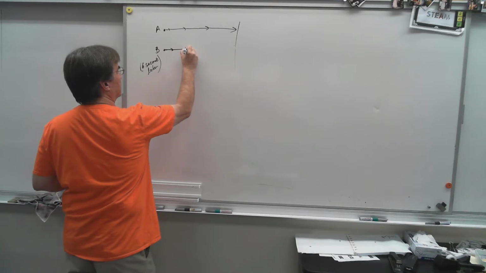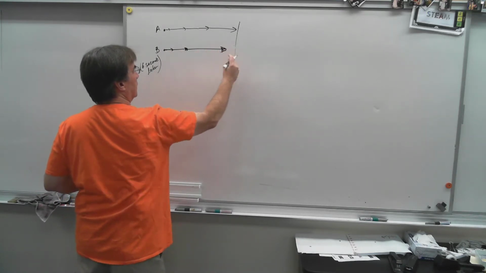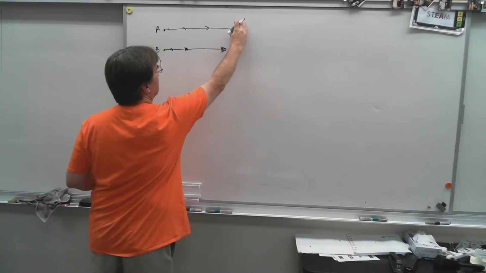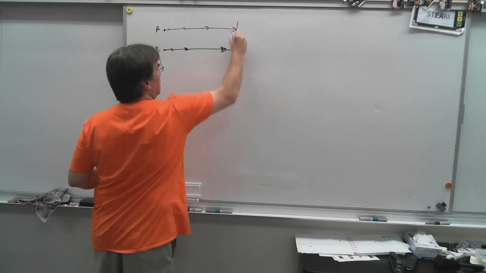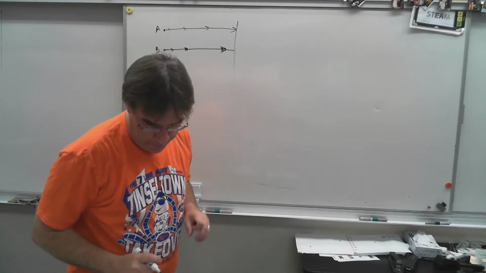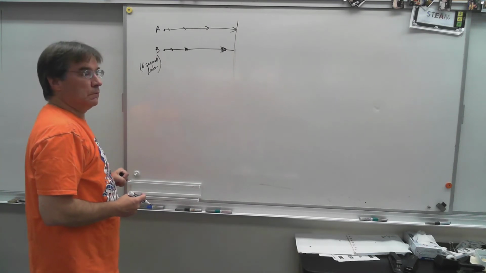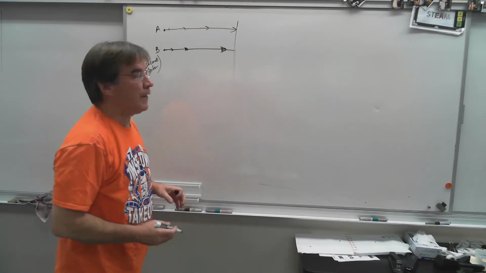And I'll draw my arrows getting bigger quicker because it's accelerating faster. And at some point, car B is going to overtake car A, and they want to know how long that's going to take. So, sounds like a job for a Vovat.